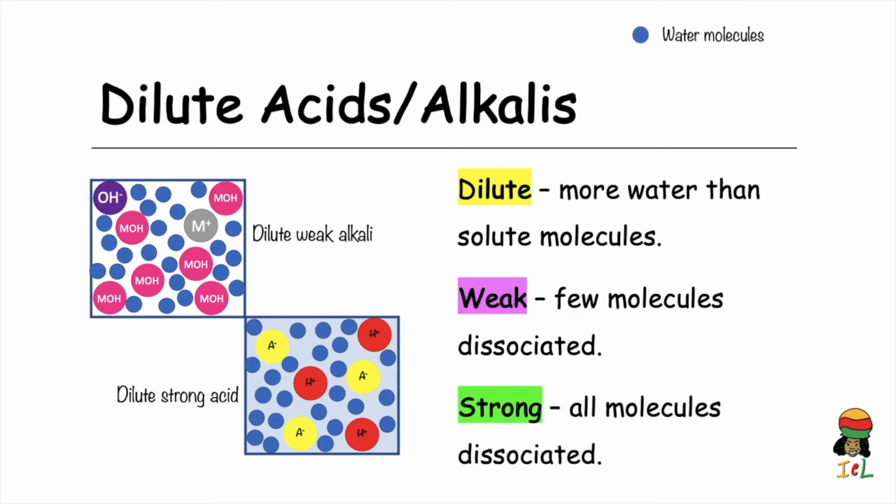Scenario 2. The solution is dilute because there are more water molecules than solute particles in the solution. The solution is strong because all the acid molecules have dissociated into hydrogen ions and the corresponding anions. Note that there are no acid HA molecules present in the solution. If the solution were a dilute strong alkali, then there would be only hydroxide ions and the corresponding cations dissolved in a large volume of water.